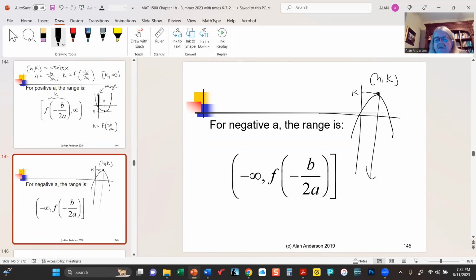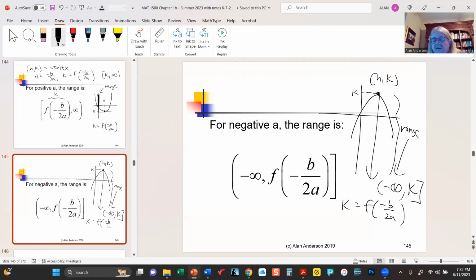And that means the range, you can think of it as everything from negative infinity up to k, including the k. And k itself, remember, is f of negative b over 2a. It is simply the y coordinate of the vertex. So in other words, the range depends on the signs of A, B, and C, or A and B at least.